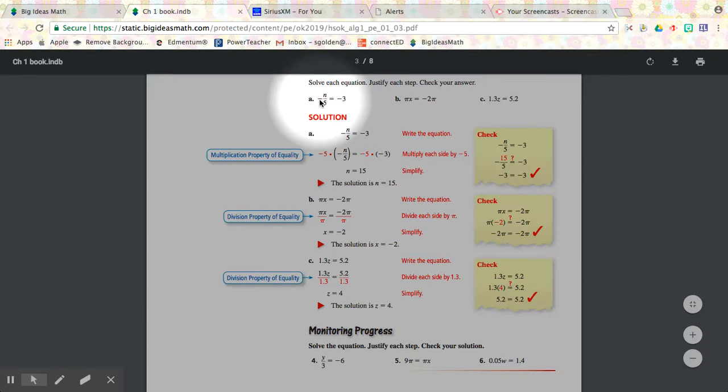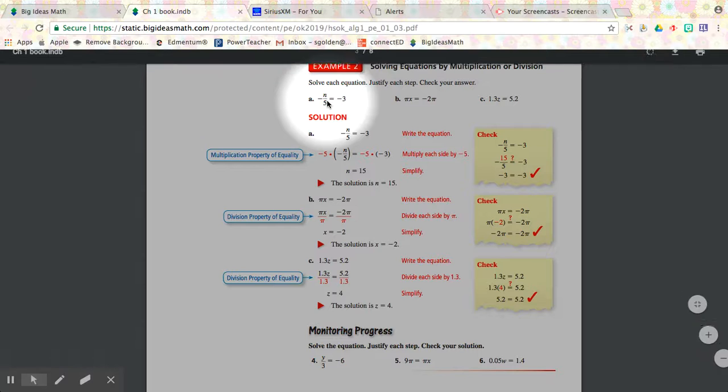So this negative goes with the whole fraction, or you can keep it with the top or the bottom. Since we are trying to solve for n, we don't want it left as negative n. So I'm going to say that negative goes with the bottom. If I reread this, I have n divided by negative 5 equals negative 3. Since it's being divided, we are going to do the opposite and multiply.